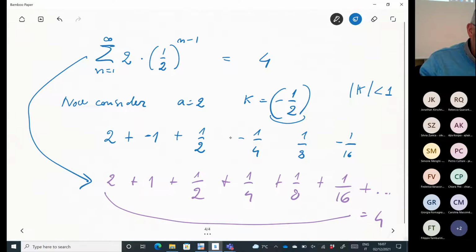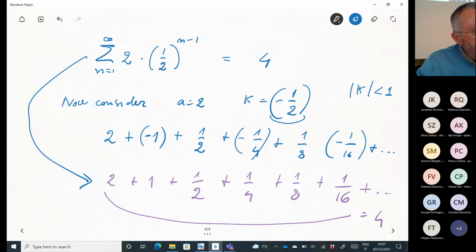We know that this sum will converge because k is in modulus less than 1. Do you expect that the sum is 4, larger than 4, or less than 4? Here we are taking the sum of all these terms. Here we take the sum of part of them, but part of them are just subtracted, okay? But the terms are the same, so this will be less than 4. Of course, it's very intuitive.